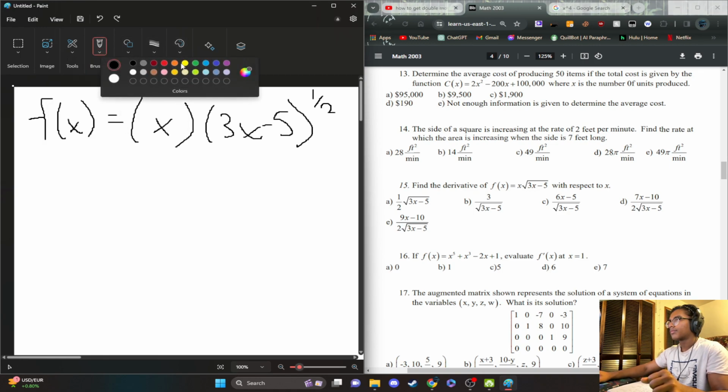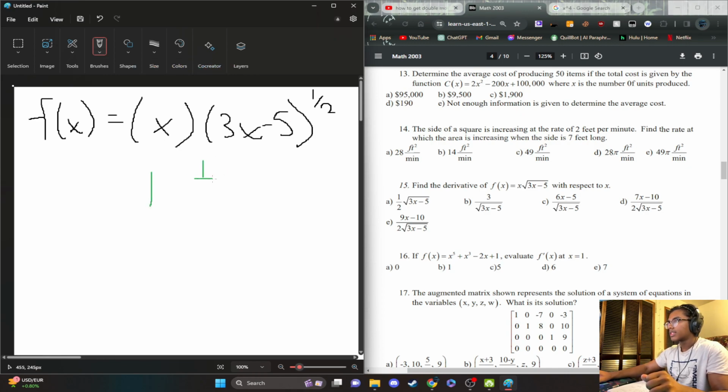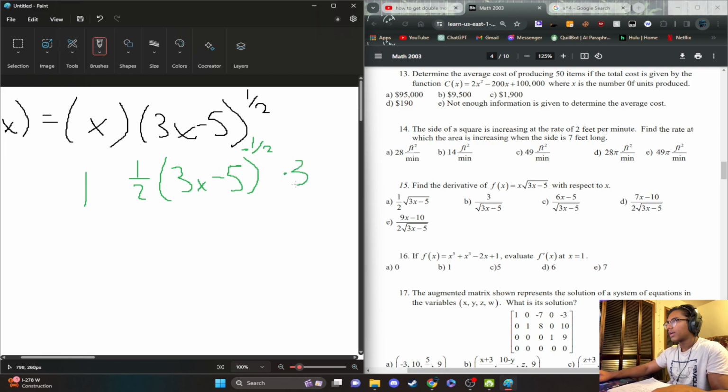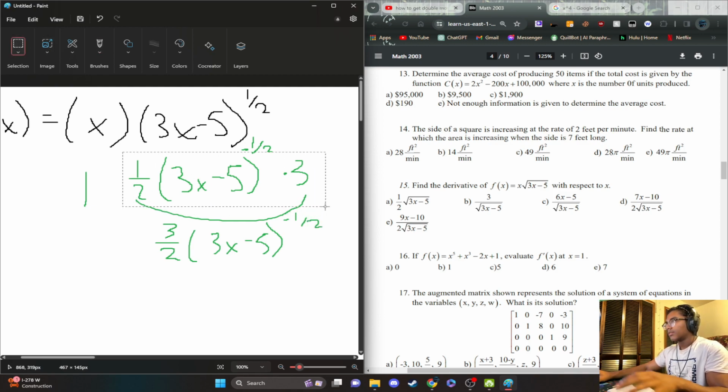So let me get a different color. Now derivative of x is 1. Derivative of this is 1/2, because you bring the exponent to the front, and keep whatever's inside, and you subtract 1 from the exponent, and you get negative 1/2, right? And multiply this by 3 on the outside, because the derivative of 3x is 3, and you multiply these two on the front, and you get 3/2, and whatever's inside, 3x minus 5, negative 1/2 power. Now let me delete this to make it less confusing.